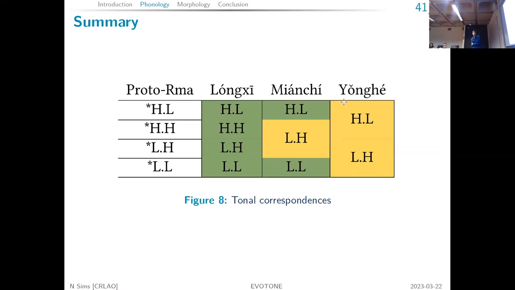So if we took a Yonghe word, we wouldn't really know, should we reconstruct this as high-low or high-high, because it could be either. We would really need to know either a combination of the value of the word in Yonghe and Yonghe, or the value in Longxi to be certain of the reconstruction.